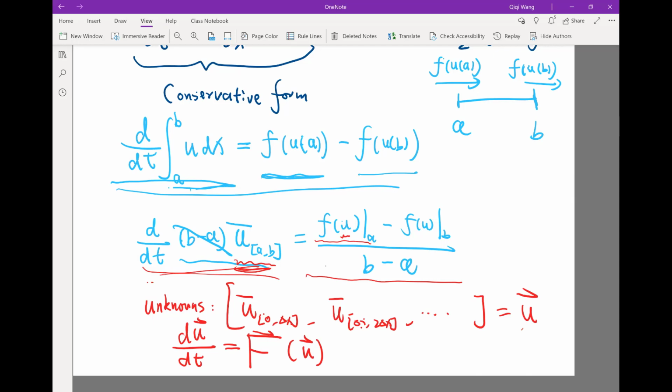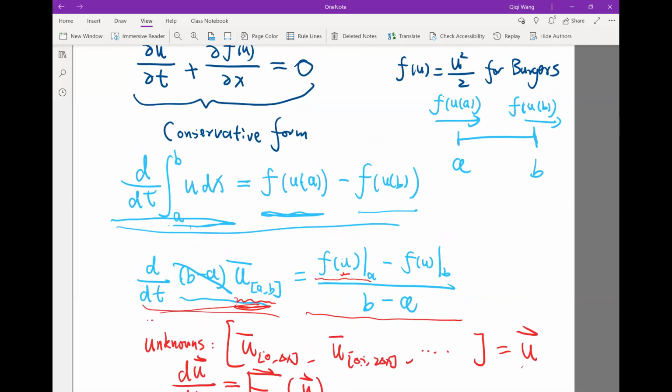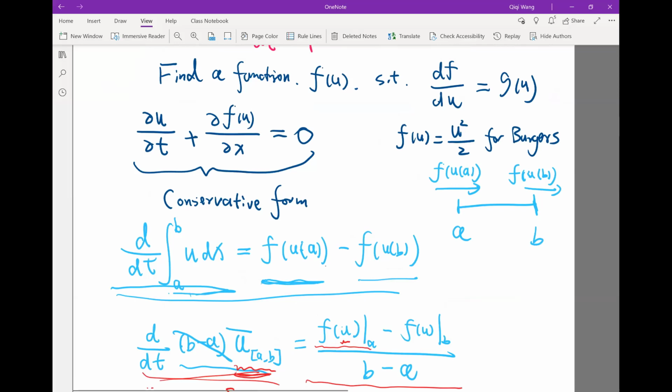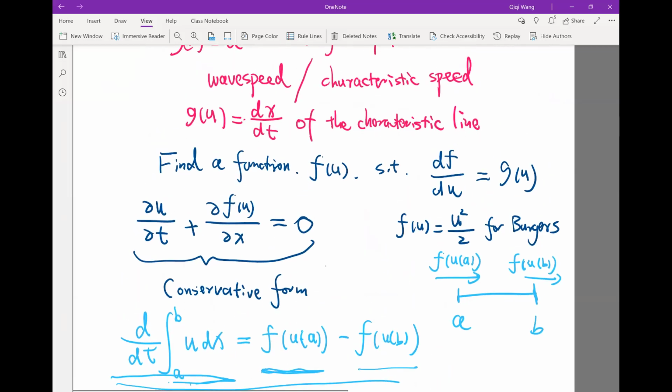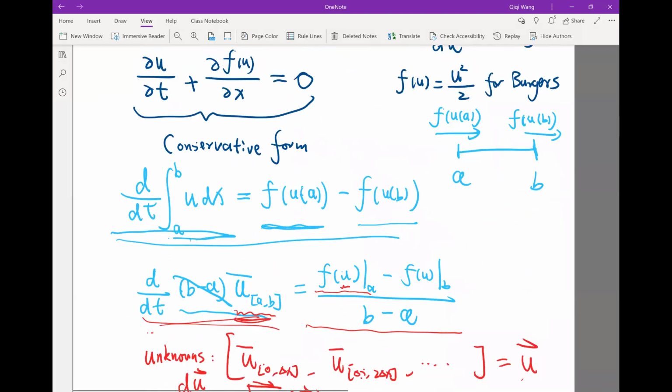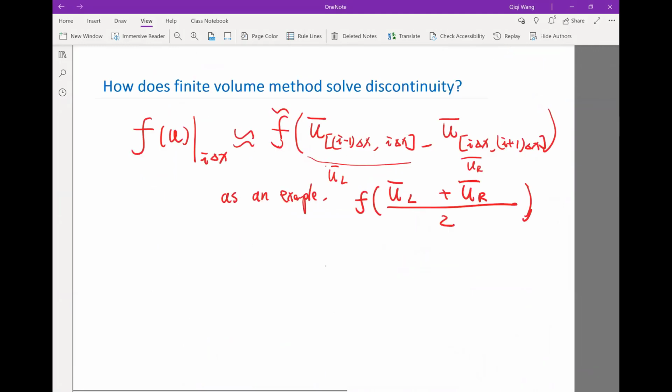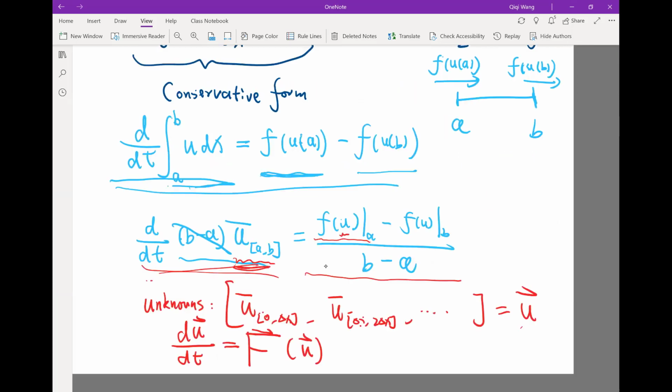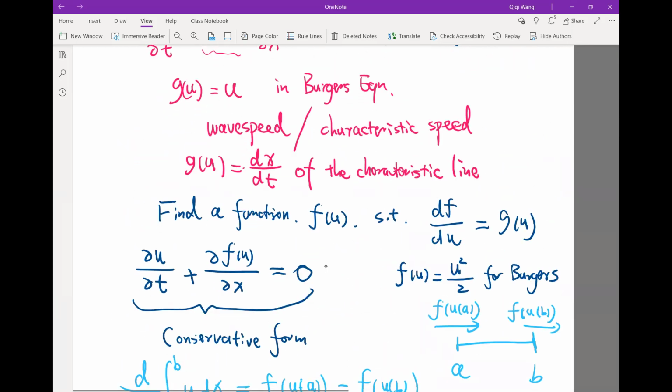So is the f in that equation you just wrote the flux, or is that the derivative approximation? The f is our flux, right? There is no approximation in finite volume until we get to this point. This is where approximation started. And f of u is exactly the flux function. For Burgers, we know f of u is u squared over 2.